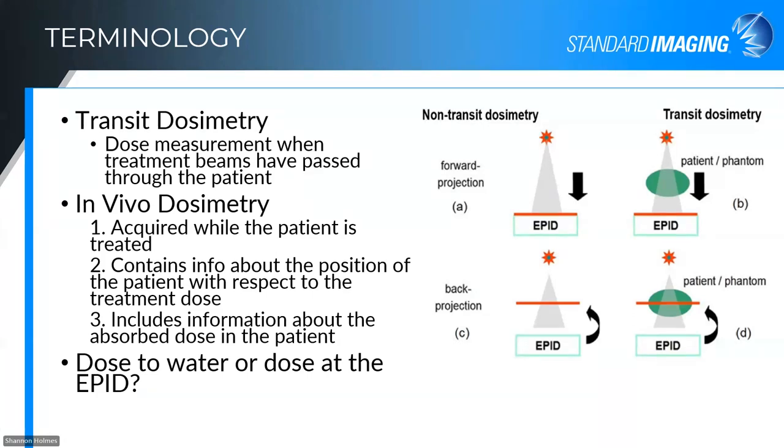So first, it's acquired while the patient is being treated, so it's not a pre-treatment process. Two, it contains information about the position of the patient with respect to the treatment dose. So that's valuable information from a risk management, setup information perspective. And three, it includes information about the absorbed dose in the patient. So ultimately, that's the goal of in vivo QA, to quantify dose in the patient, or either dose at the EPID. So it depends on whether you're doing dose to water or dose to EPID. In the next slide, we'll explain a little bit about those differences. But you could back project into a plane of the patient and dose to water. You could make comparisons at the EPID panel. So it differs for different vendors or different purposes.